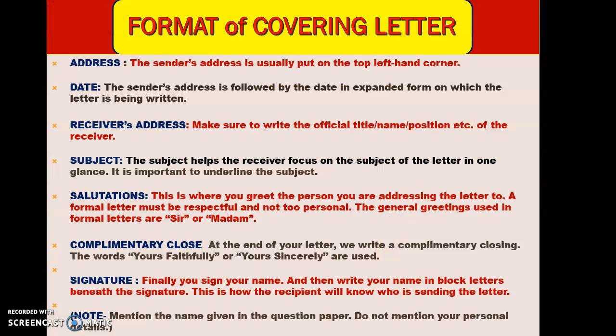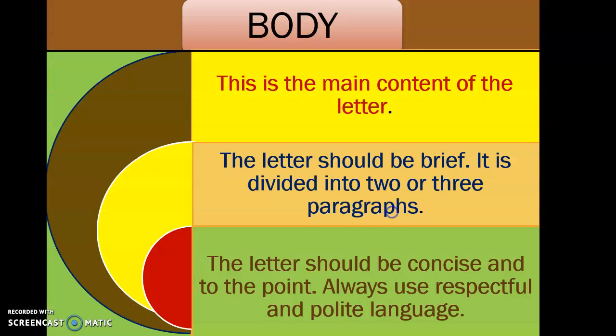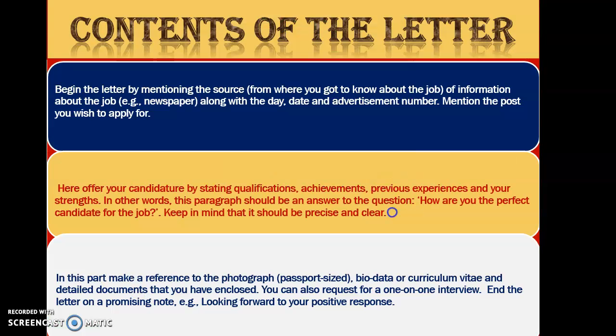We also discussed the format of the covering letter, which has the sender's address, date, then the receiver's address, subject, salutation. A subject can be either before or after salutation, both are correct. Then comes the content and then the complimentary clause. Content is not part of the format. Then signature. And the content of the job application letter should be brief, it can be in 2 or 3 paragraphs, and always use respectful and polite language when writing.